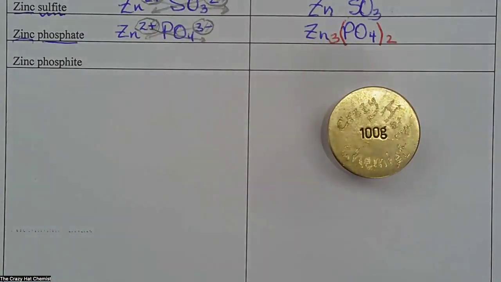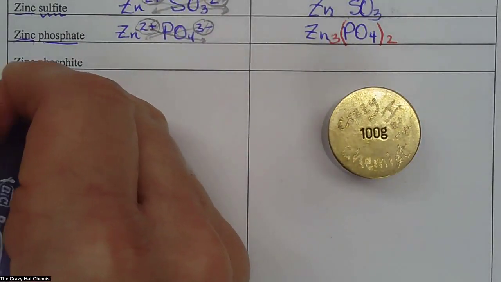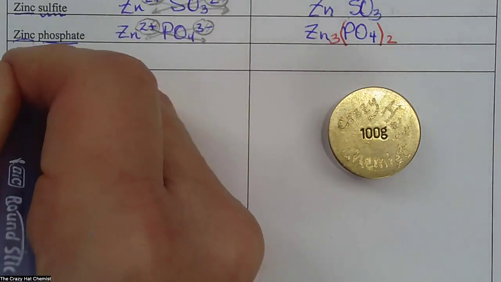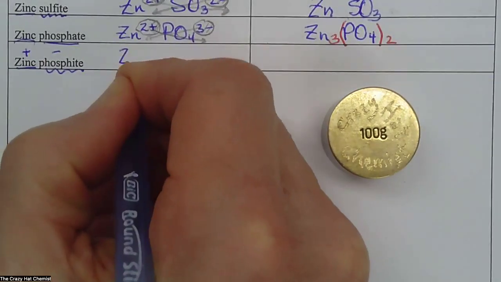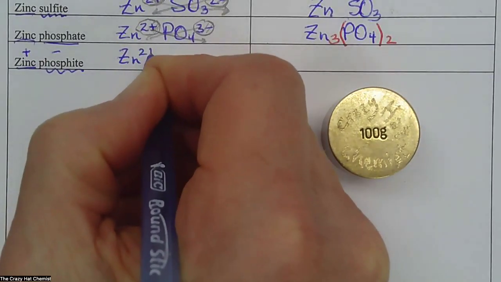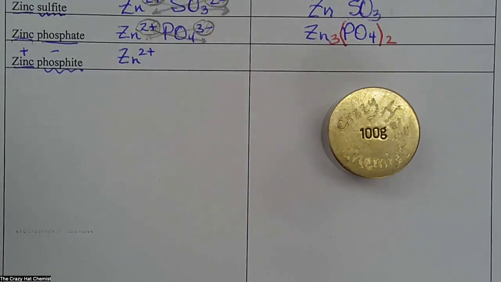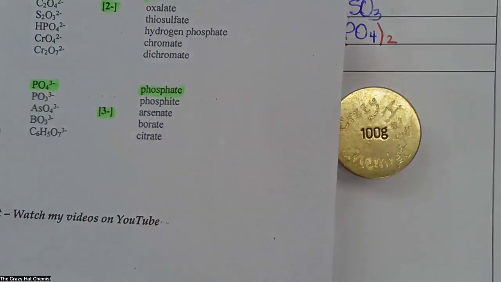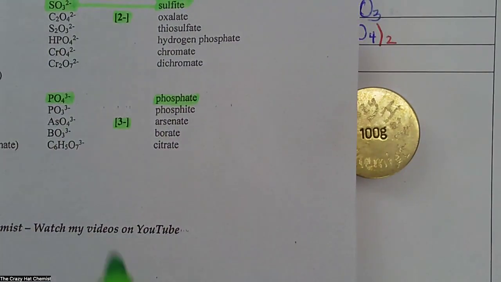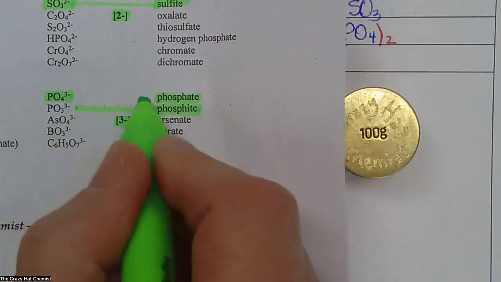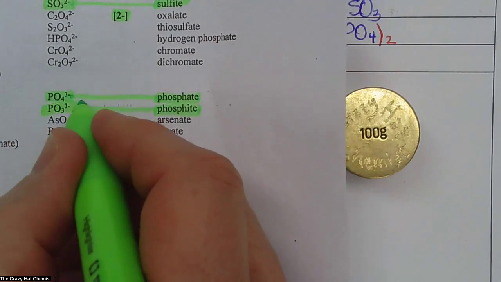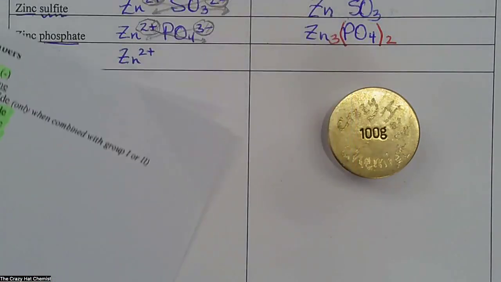All right, the next one is zinc and phosphite. So again, cations come first, anions come second. We have already done zinc, so we've done it before. We need to find a phosphite. And phosphite is right over here. It's right under phosphate. It's in the 3 minus category, and it is PO3 3 minus.